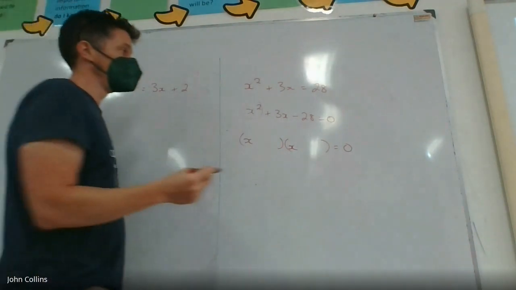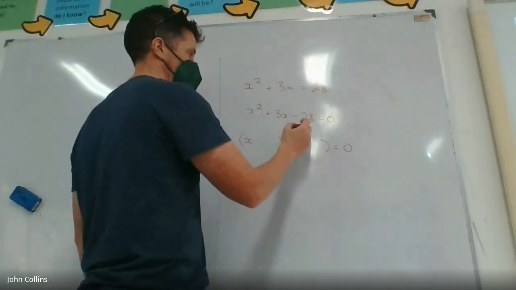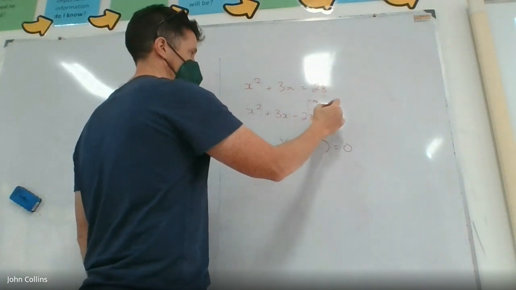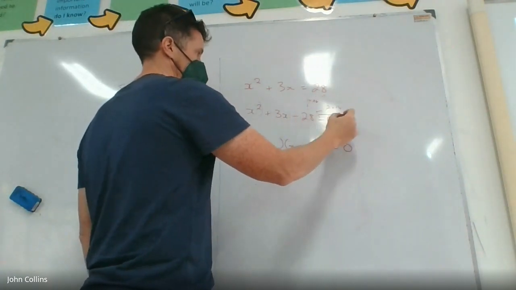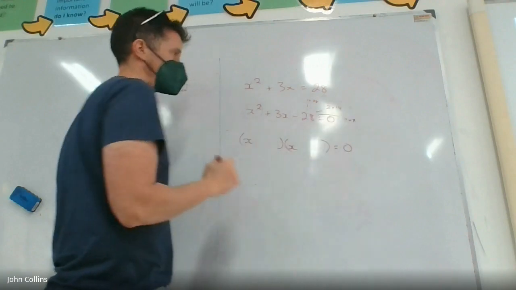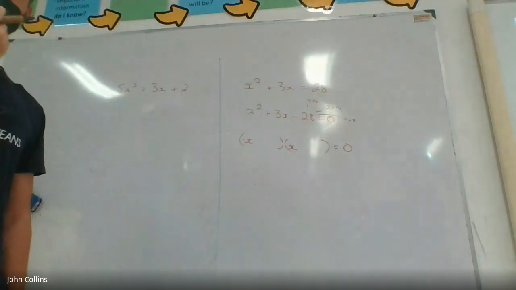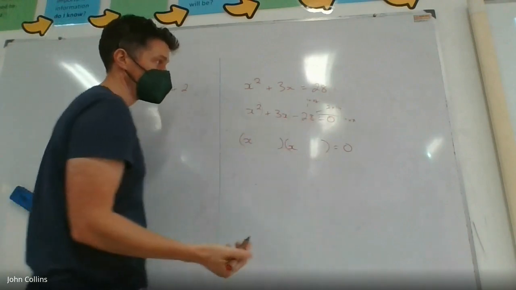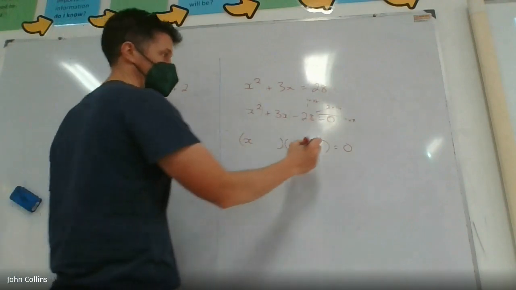And then I think about what multiplies to give 28. And I know a number of things: 1 and 28, 2 and 14, 4 and 7. And I reckon, because they need to be added or subtracted to give the middle term, 4 and 7 is going to be a winner because that gives the 3x.